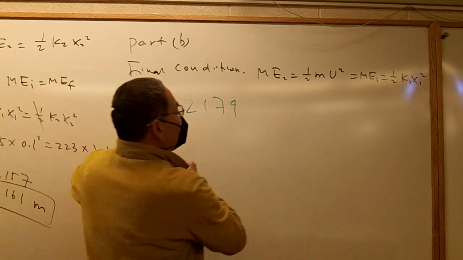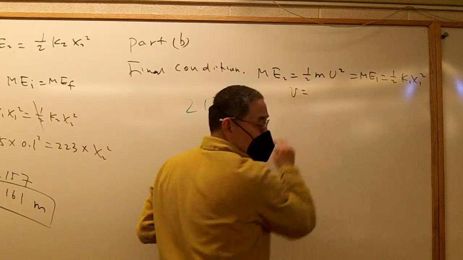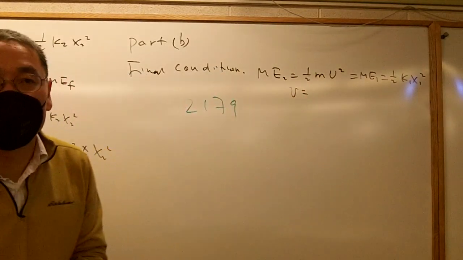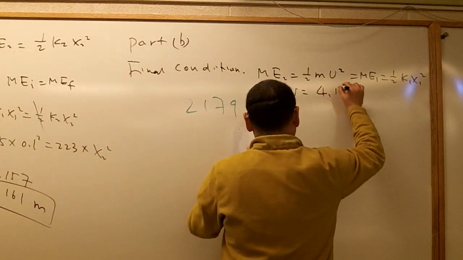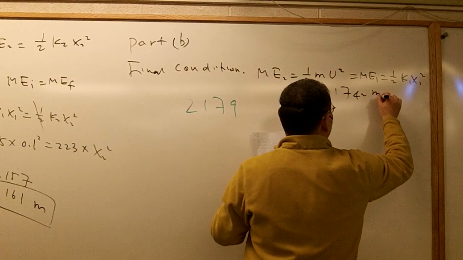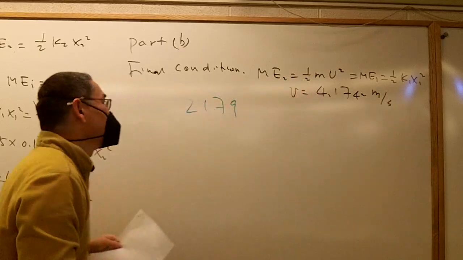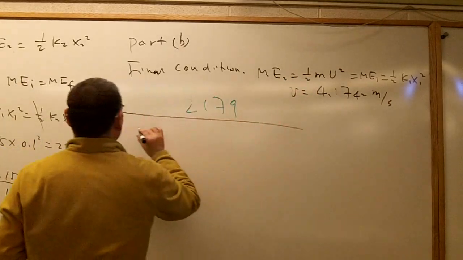For those of you who are interested in the results, I can tell you the answer. Could you write this down so you can verify it back home. You should get 4.1742 meters per second. So then we have some time for our part C.